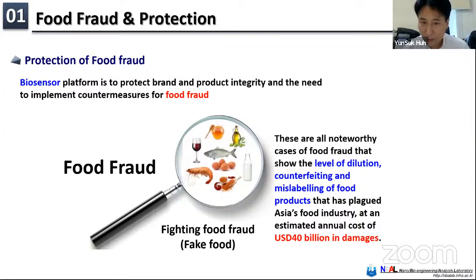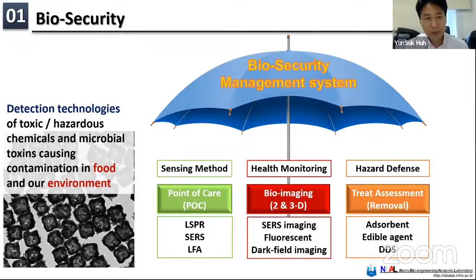So that's why we need portable sensing techniques. You can look at it: there is food dilution, counterfeiting, and mislabeling of food products. We can call that food fraud, otherwise, fake foods. We can simply classify three categories. As I told you in previous slides, there is the sensing part, the monitoring, and hazardous samples. Due to time limitation, I will simply skip it.